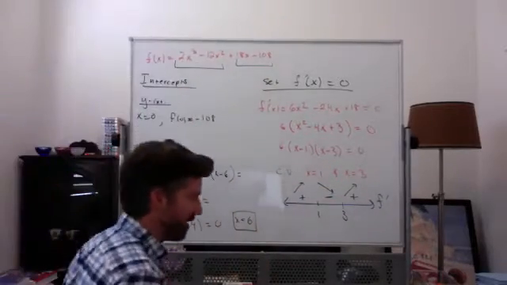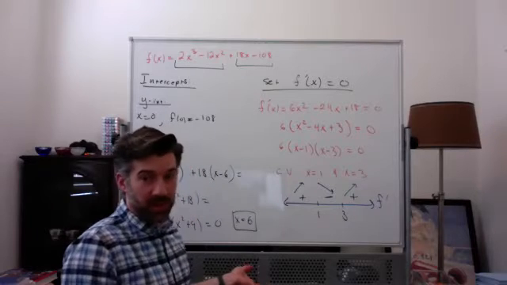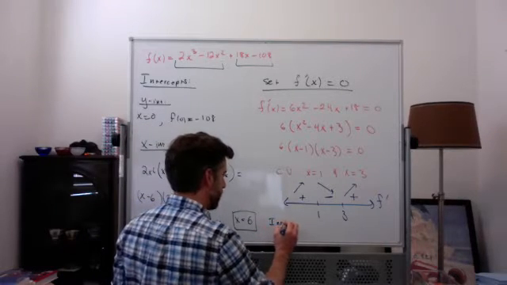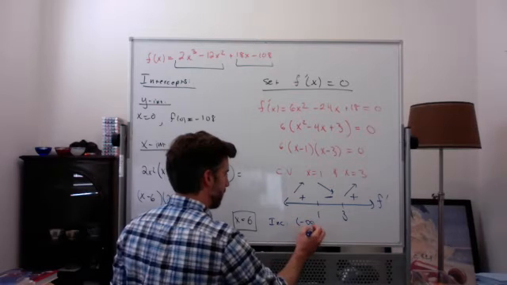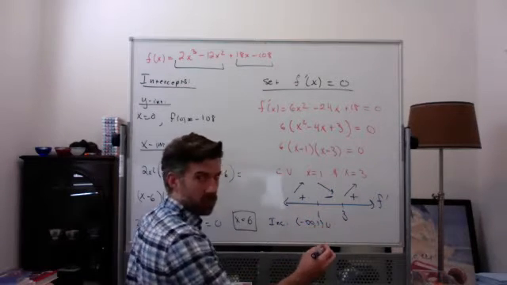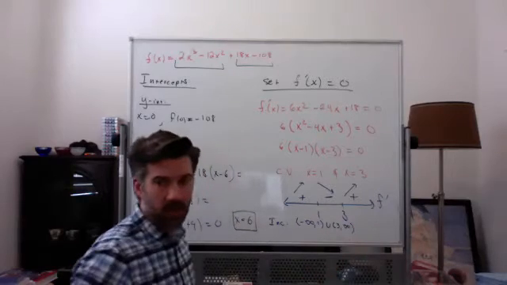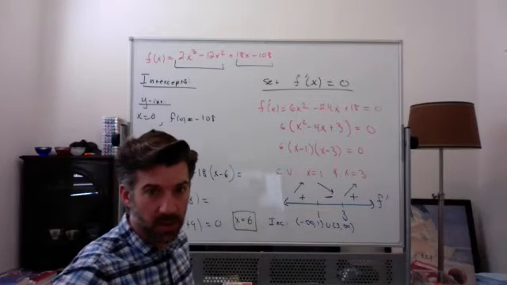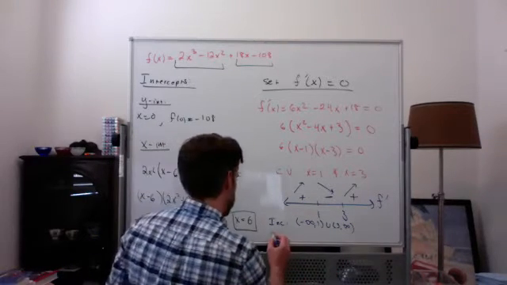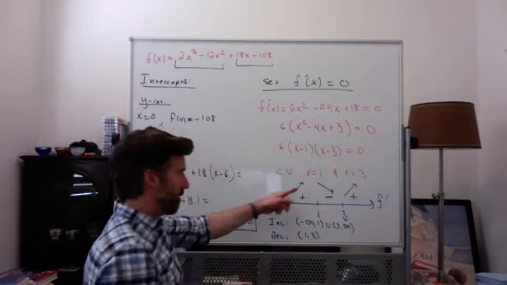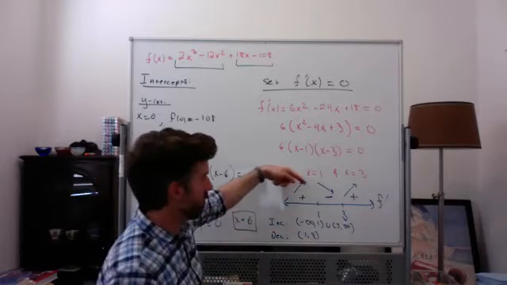And I usually don't write it down because I think the chart makes it obvious, but you might need to state this: increasing on the interval from negative infinity to 1, union 3 to infinity. And it's decreasing on the interval from 1 to 3. And we can see that with the little arrows, right? It's going up, and then it's going down, and then it's going up.